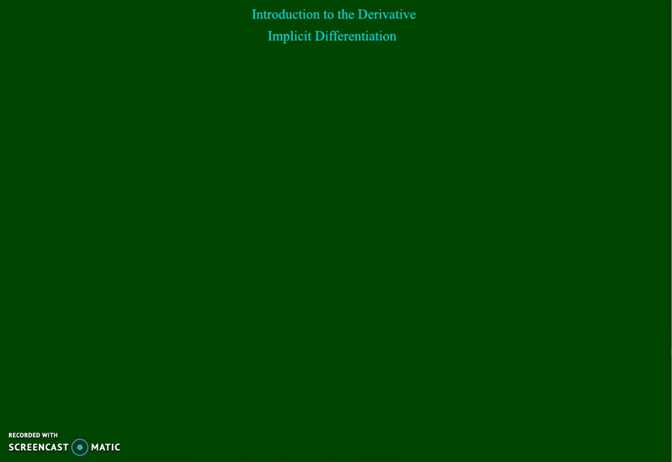This is part 8 of the series, An Introduction to the Derivative, and in this part we're going to explore implicit differentiation. Now, up to this point, what we've seen is functions in two variables where one variable is explicitly defined in terms of the other. For example, if we have something like y equals 2x squared plus 3x minus 2, y is defined explicitly in terms of x. However, this isn't always going to be the case.